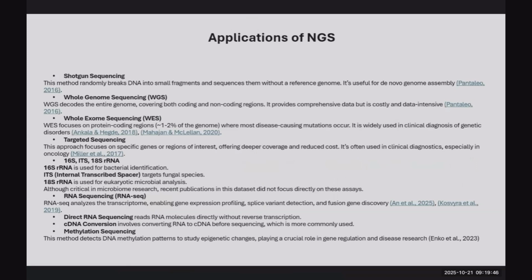Shotgun sequencing is the first one: breaking the DNA into small fragments. And without a reference genome, you can do the assembly like we did in the Human Genome Project. You can get fragments and then establish these graphs and combine them to obtain the whole genome sequence of a novel genome, de novo genome assembly. So you can do whole genome sequencing.